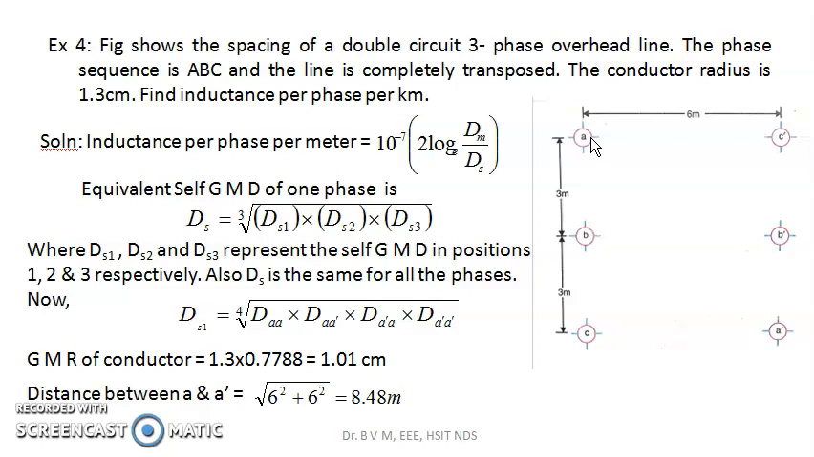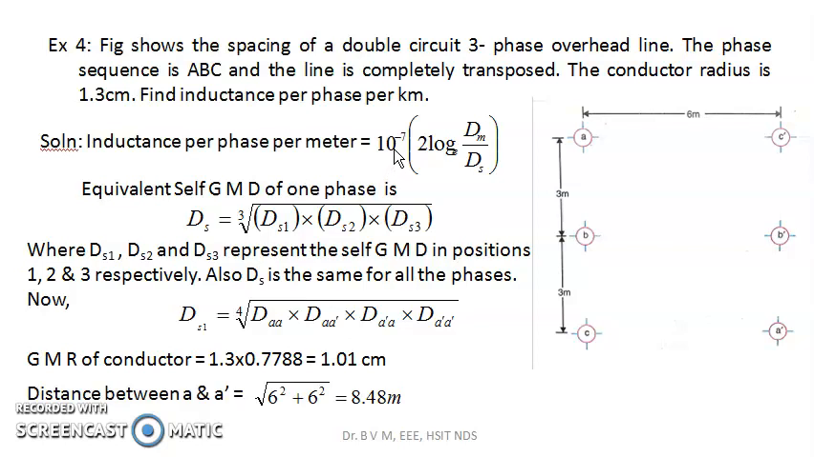This is the double circuit three-phase line, so there are 6 conductors. The sequence is A, B, C, and this will be A dash, B dash, C dash. Now we need to calculate the inductance per phase per kilometer. So what is the formula? Let us say per phase per meter, the standard equation.